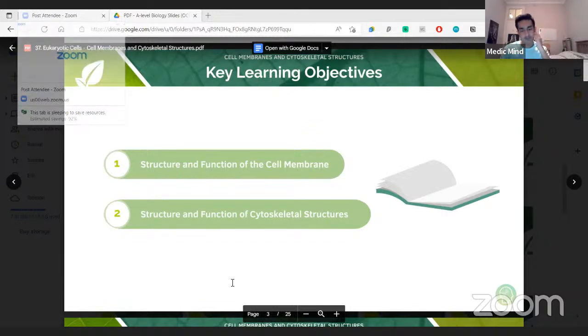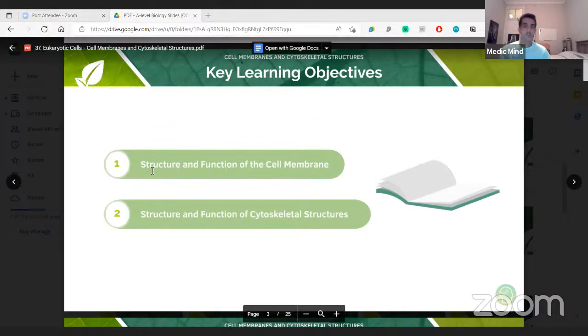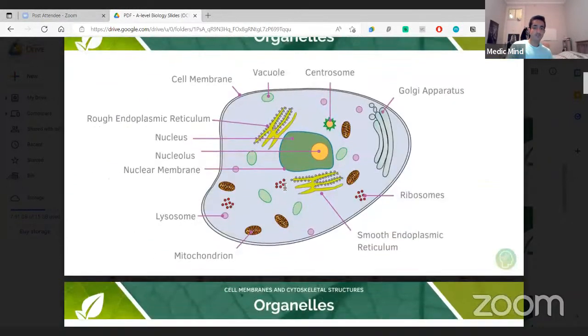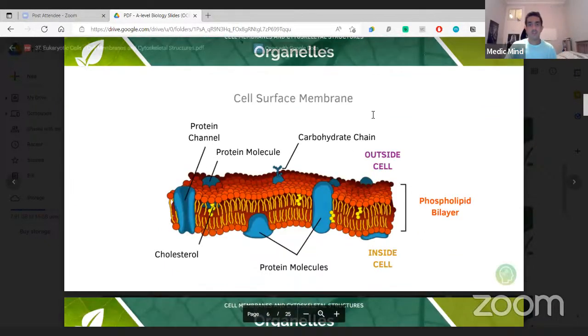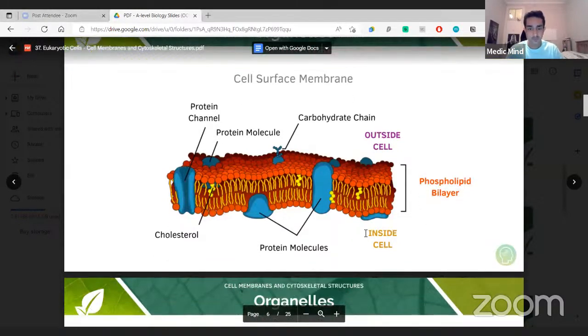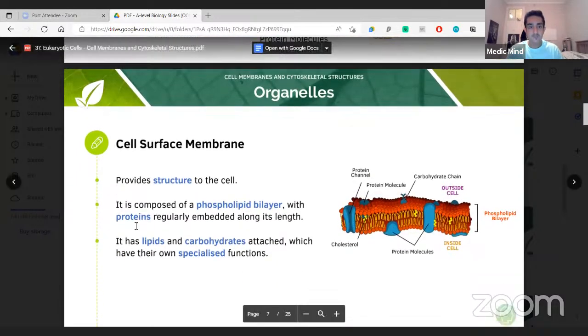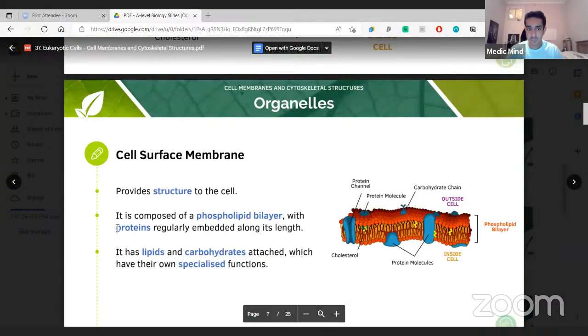Right, let's get back to the lesson at hand. Structure and function of the cell membrane. So the cell membrane is made up of two layers. It's a bilayer, a phospholipid structure. We've talked about phospholipids in a previous lesson when we talked about their structure. It's composed of a phospholipid bilayer with proteins regularly embedded across its length.